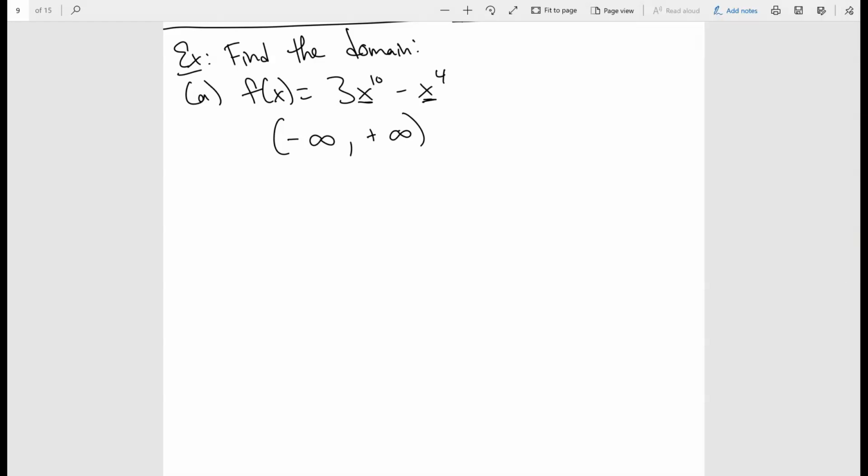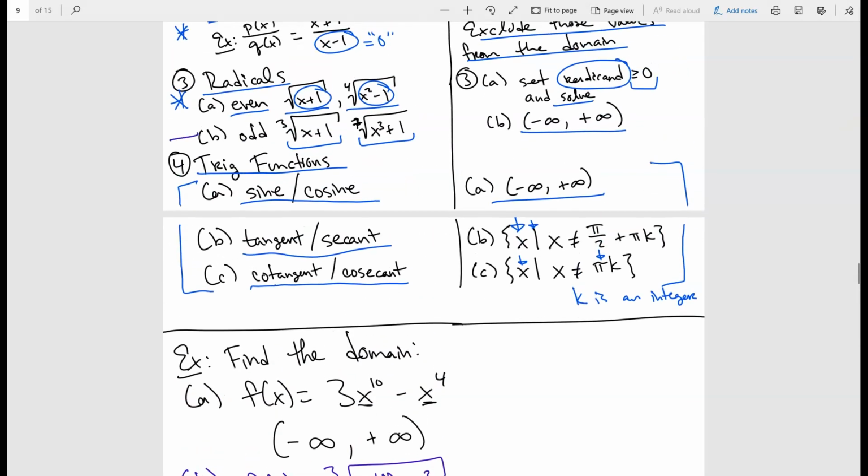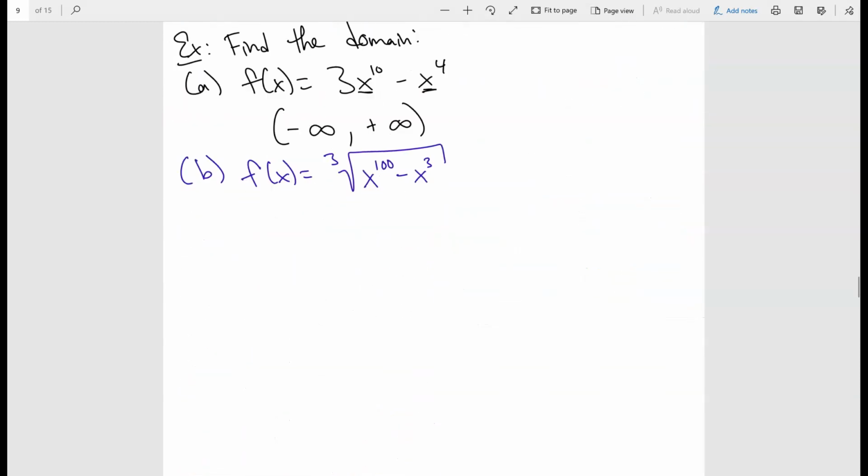Okay, so part B. What would this be? You have the cube root of x to the 100th power minus x cubed. In this case, we have a radical, and the radical is odd. When we have odd radicals, we know immediately that the domain is negative infinity to positive infinity. So we didn't have to do anything for this one. Okay, and that's the answer.